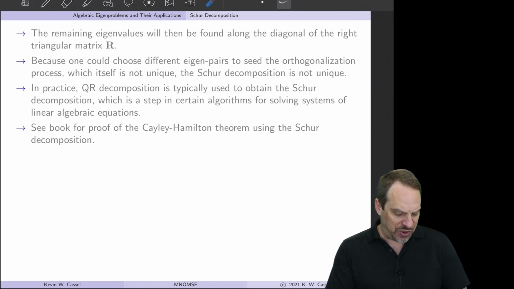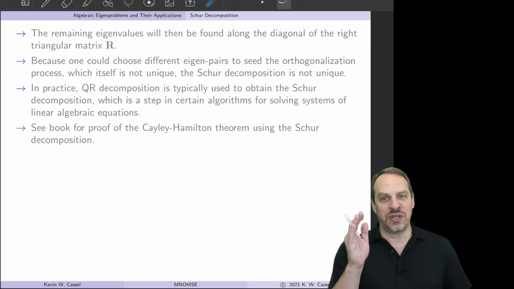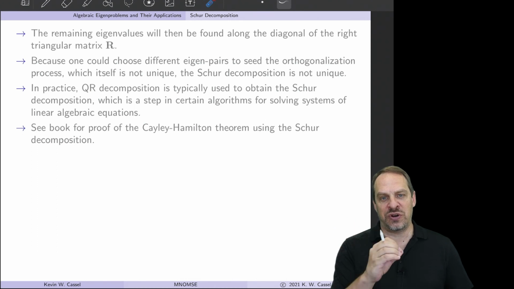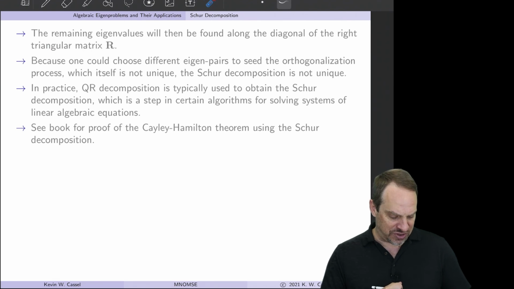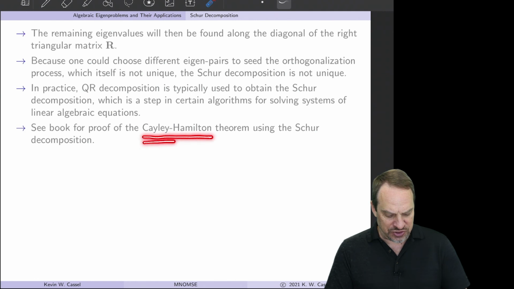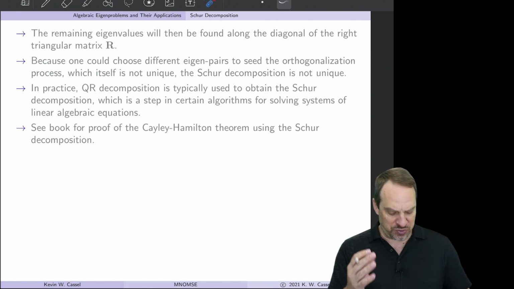Now in practice, the way we actually get the Schur decomposition is through another decomposition, the QR decomposition. QR decomposition, it's the same Q and the same R. So Q is an orthogonal matrix, R is a right or upper triangular matrix in the QR decomposition. I won't go over it here, but there's also a really interesting proof, it's in the book, of Cayley-Hamilton's theorem, which we mentioned a few videos ago, and it uses the Schur decomposition as a way to prove the Cayley-Hamilton theorem. It's pretty interesting.